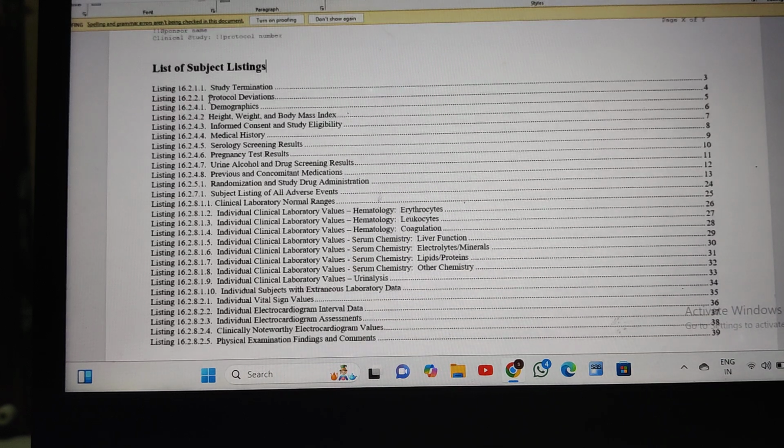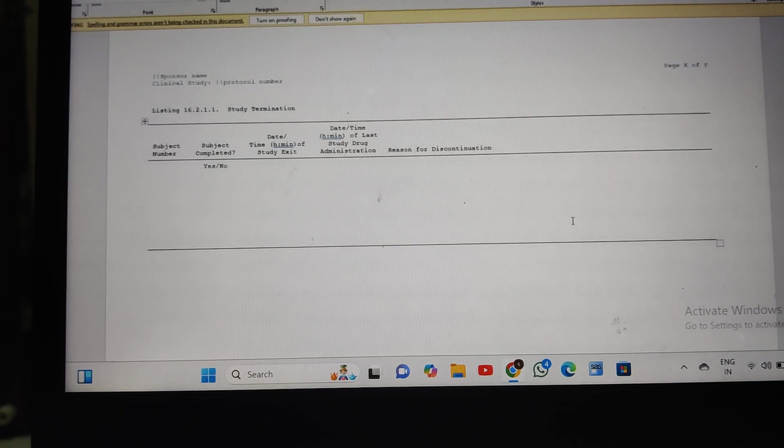Okay, the listing is also similar. You will have all the listings here. If you open the listings, it is very simple. We need to represent the data the same way we have the data. Why? Because the listing is for cross-checking the TLF counts, whether the counts are represented correctly or not. For that purpose we are going to create the listing.